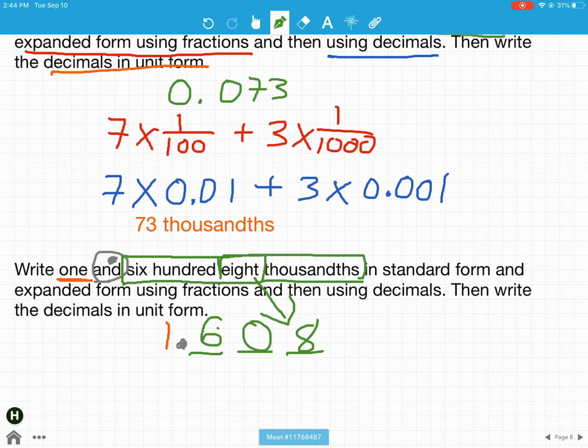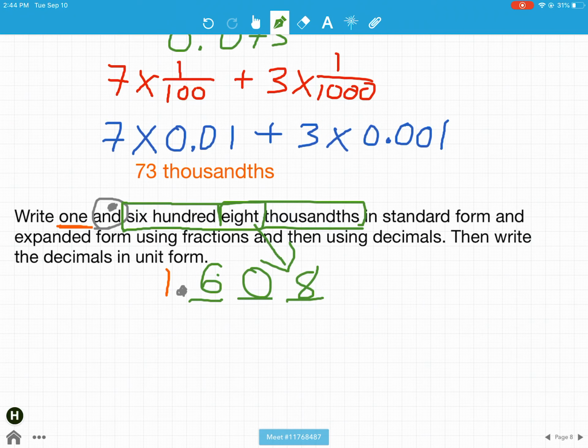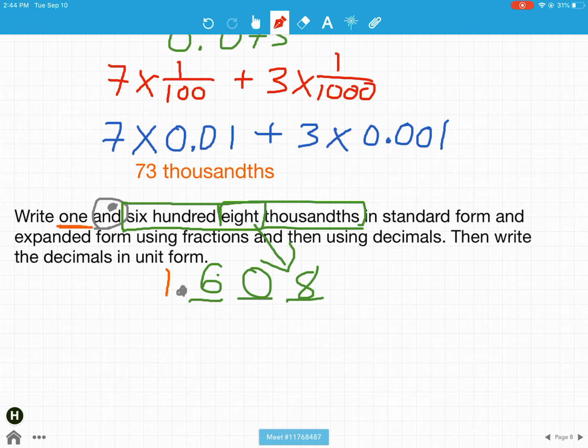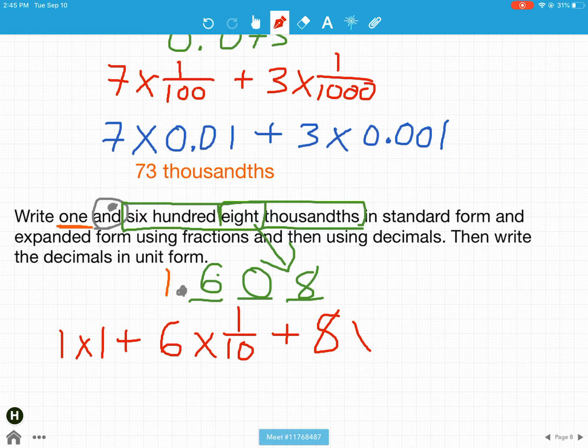That's the standard form. Now we're going to do the expanded form using fractions and then using decimals. So expanded form using fractions. We have 1 times 1, that's what they want to see, plus we have the 6, so I'm just taking each digit, and what is it? It's tenths. So I'm going to times tenths, plus what else do we have? We have the 8. What place value is it? Thousandths.